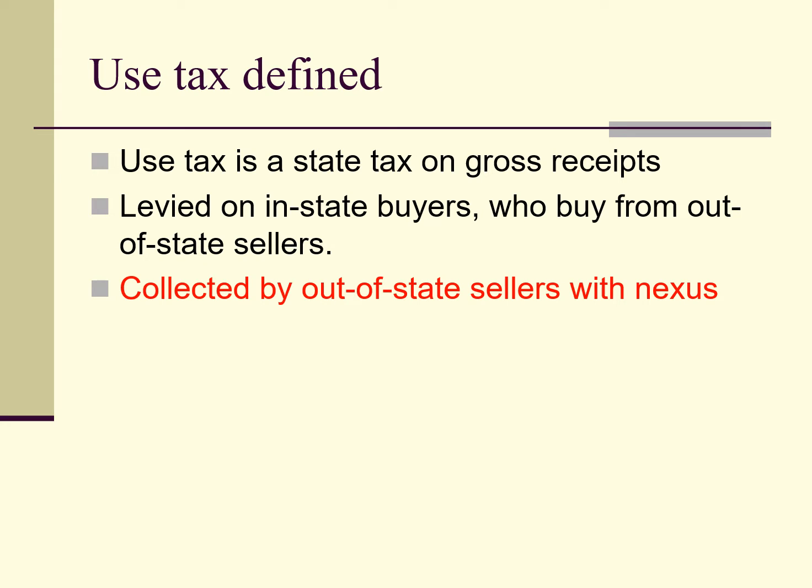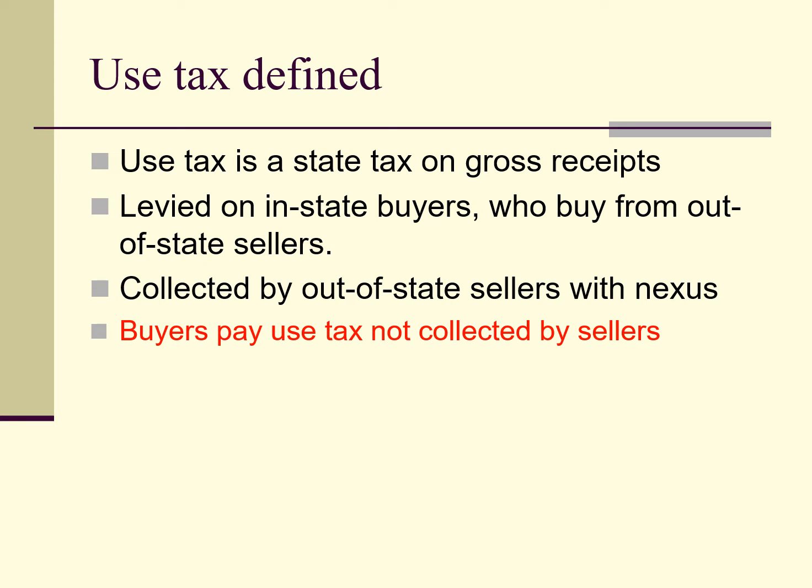Even though use tax is imposed on the buyer, the out-of-state seller must collect and remit the tax if the seller has nexus in the buyer's state. If the out-of-state seller is not required to collect the use tax because it lacks nexus with the state, then the buyer must remit the tax. For example, if an online seller from out of state does not collect use tax on a taxable product, then the buyer is supposed to calculate and pay the tax.